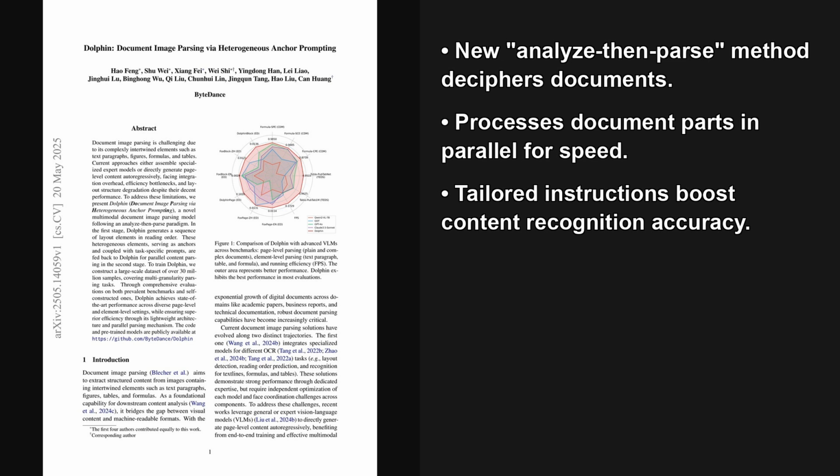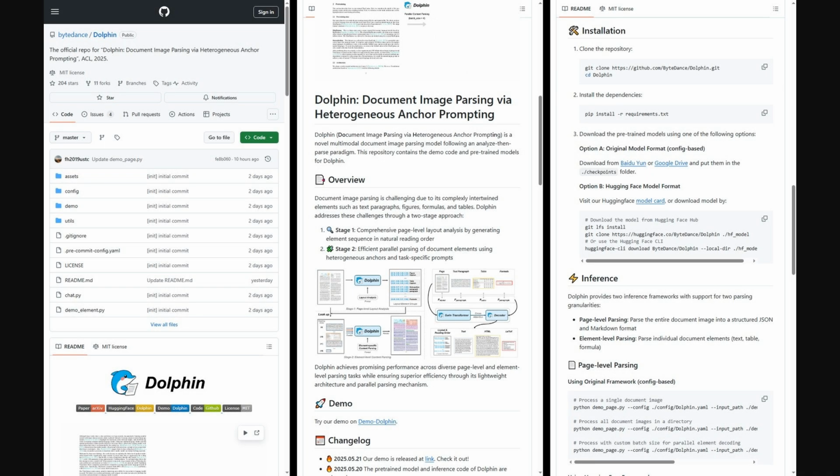Dolphin is also a multimodal model, meaning it gets both the visual layout and the text. This multimodal capability, where Dolphin processes both the visual layout and the text, is a key part of its design.